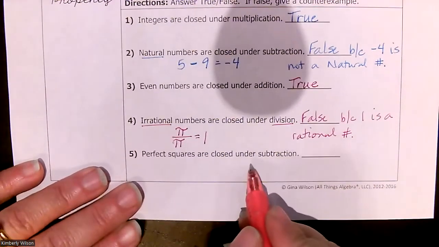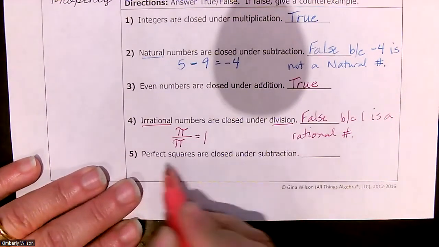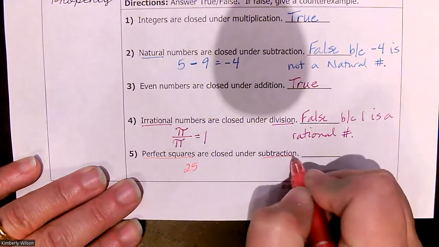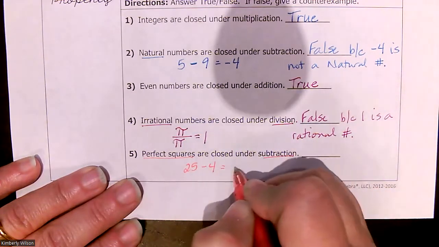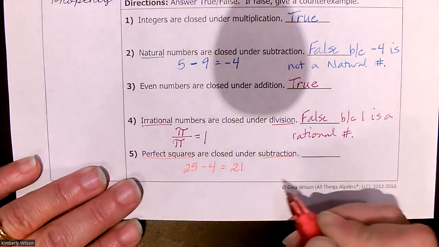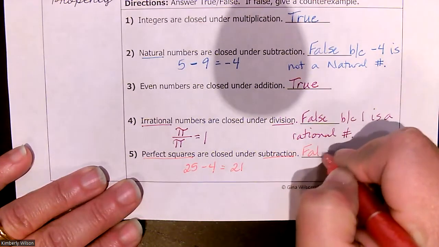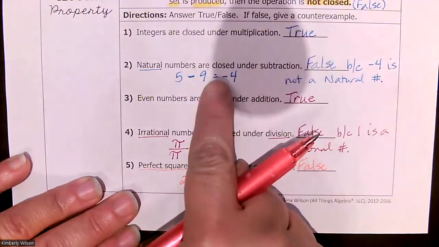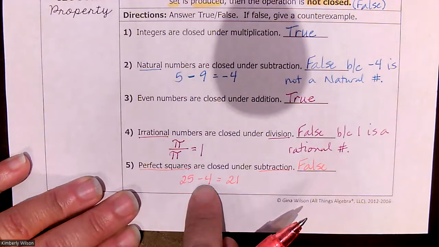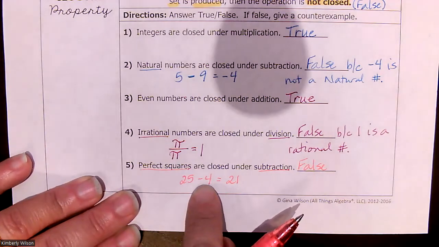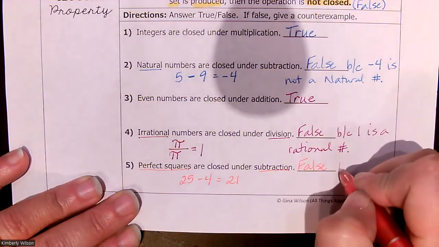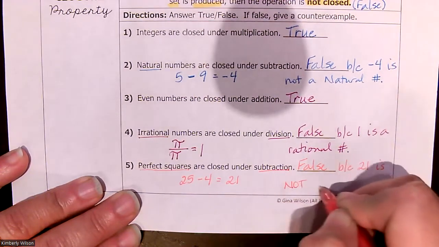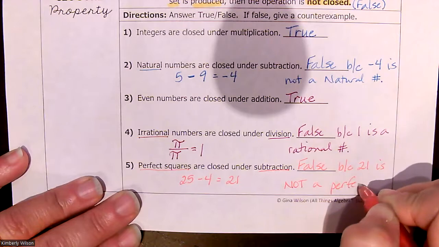And perfect squares are closed under subtraction. Okay, well, perfect squares, that would be like 25, and I'm doing subtraction. So 25 minus 4, well, that equals 21. But 21 is not a perfect square. So this is false. And here's our counter example, because it asks us to give a counter example, which is what I have done every time it has been false. When it's true, I don't have to provide an example. False because 21 is not a perfect square.